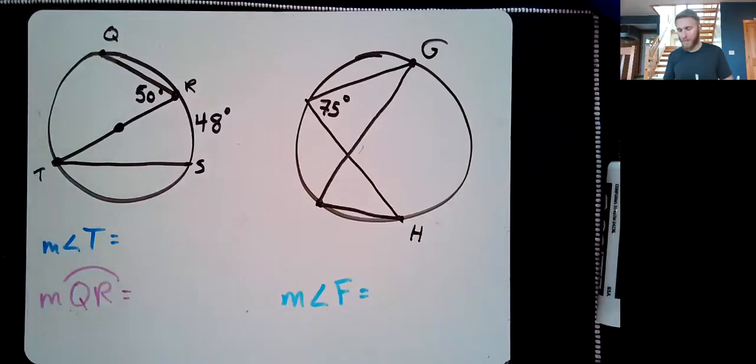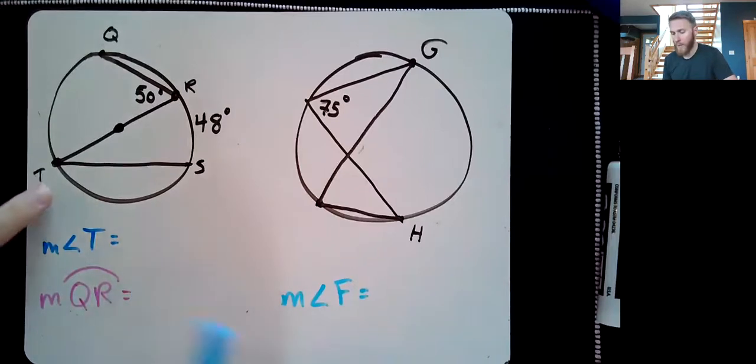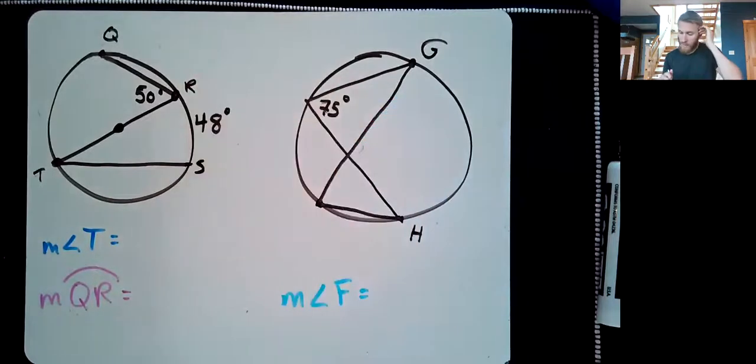All right, with these next problems, our diagrams get a little bit trickier when we're dealing with something called inscribed angles. Inscribed angles, the rule is they are half of the measure of the arc that they intercept, and their vertex is on the circle. So in this first example, we've got two inscribed angles, one at point T and one at point R. So the first question is, what is the measure of angle T?